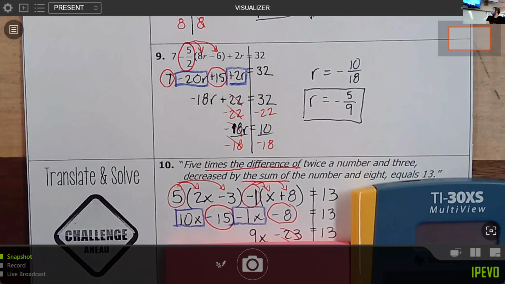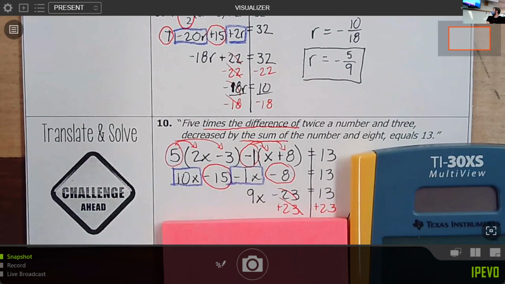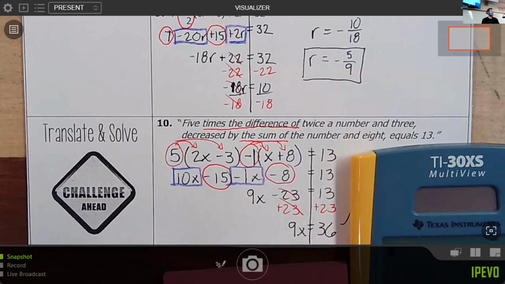So we got to get rid of the -23. How do we do that? Add 23 to both sides. When you add 23 to both sides, the 23s on the left cancel out. You're left with 9x. 13 plus 23 is 36. So 9x equals 36. The final step.